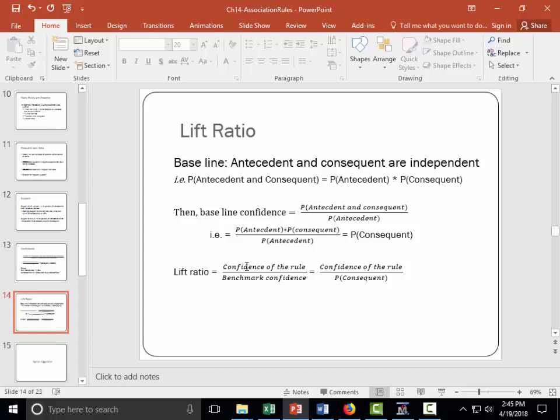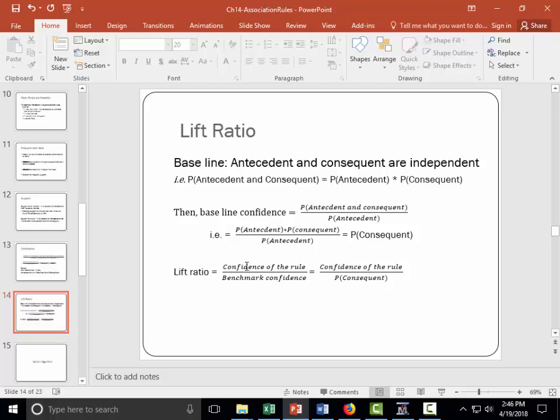You take the actual confidence divided by the benchmark confidence. Benchmark confidence is the confidence if the antecedent and consequent are completely independent, okay, so that would be the worst case, right? When they are independent, they have no relationship. There is no association. So your confidence for the rule should be at least as much as that. But sometimes it could be even less than 1, which is really bad. So that's what we're going to do here.